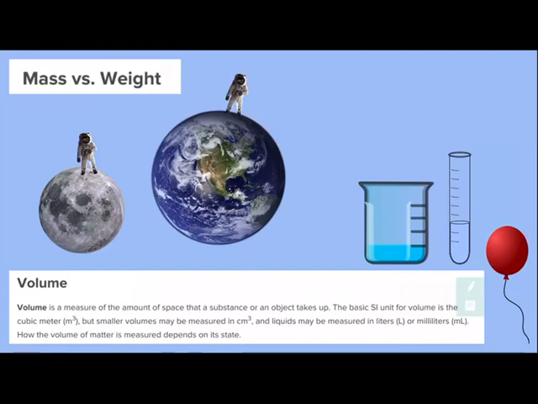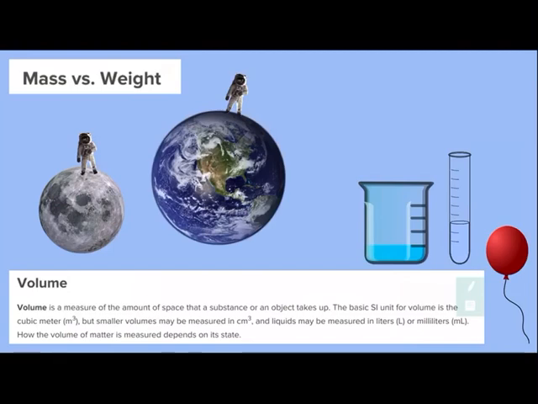And so you can look on the right here, I have a beaker with a little bit of fluid in it, a graduated cylinder, and also a balloon. Each one of those has a volume to it, meaning that there's a certain amount of stuff that can be placed inside of it. And so that is our key difference between mass, volume, weight, and matter.